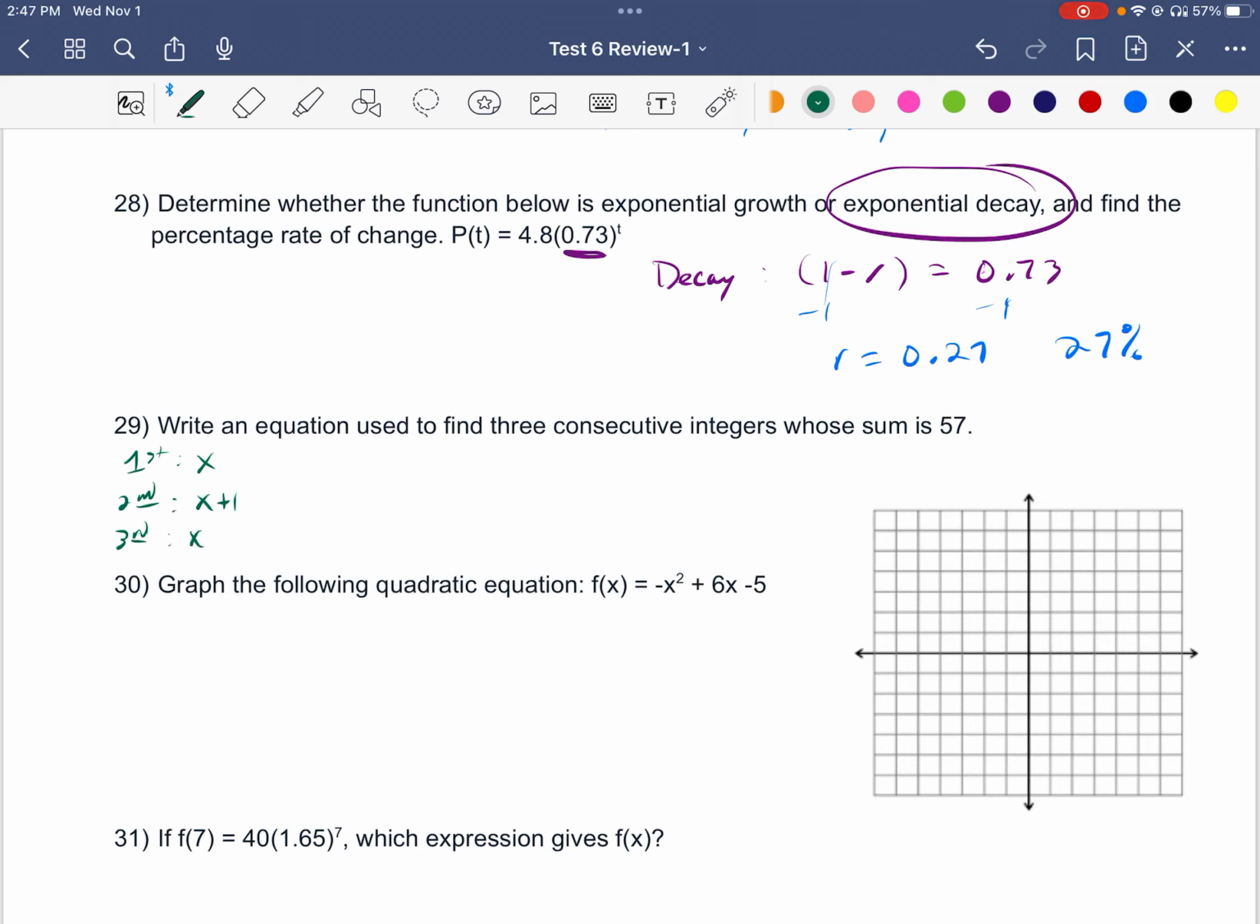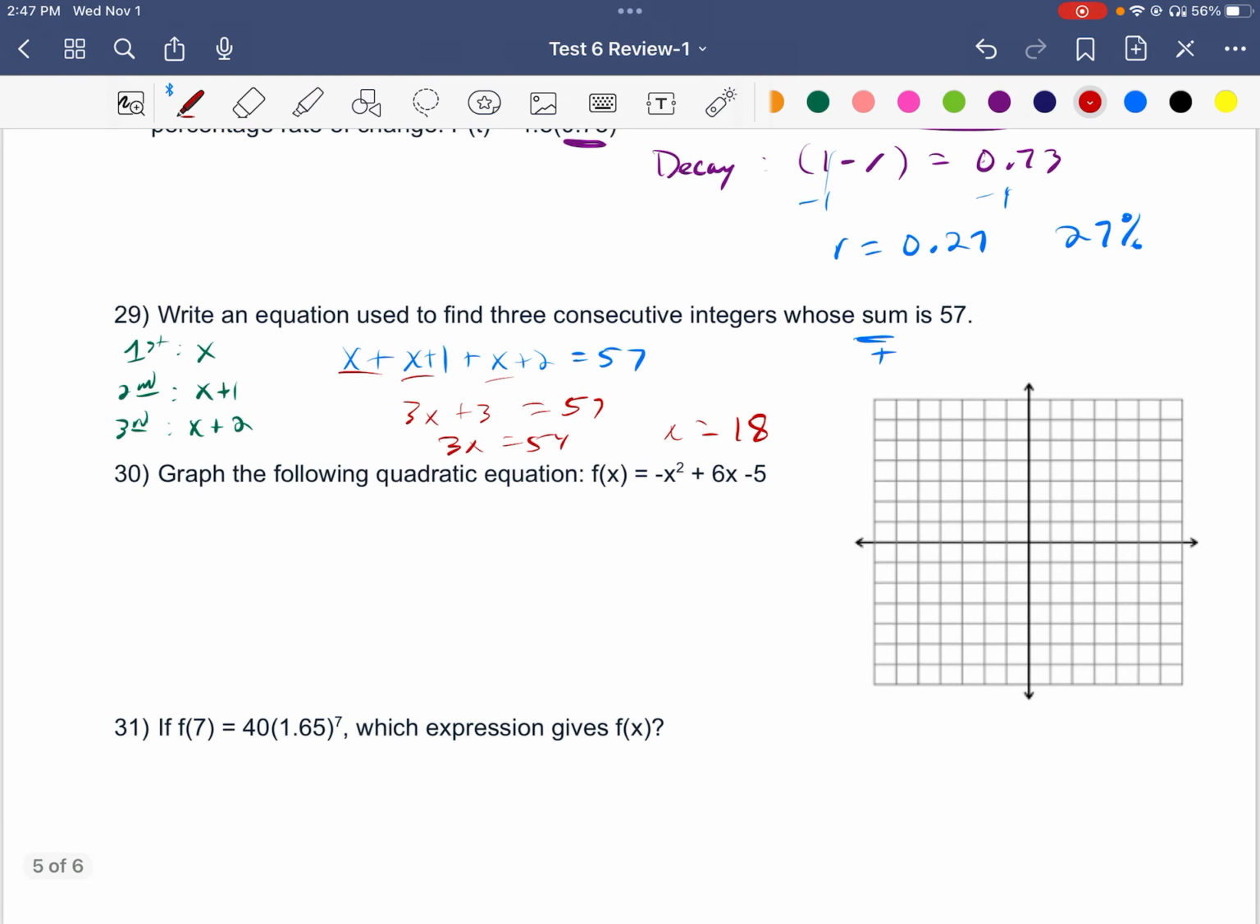We know that their sum, which means if we add them together, if we do x plus x plus 1 plus x plus 2, we're going to get 57. It just says write an equation. That's all you would do. If you wanted to solve it, you would combine the like terms, get 3x plus 3 equals 57. Subtract 3, you get 3x equals 54. Divide by 3, you get x equals, I think that's 18. So those 3 numbers would be 18, 19, and 20.